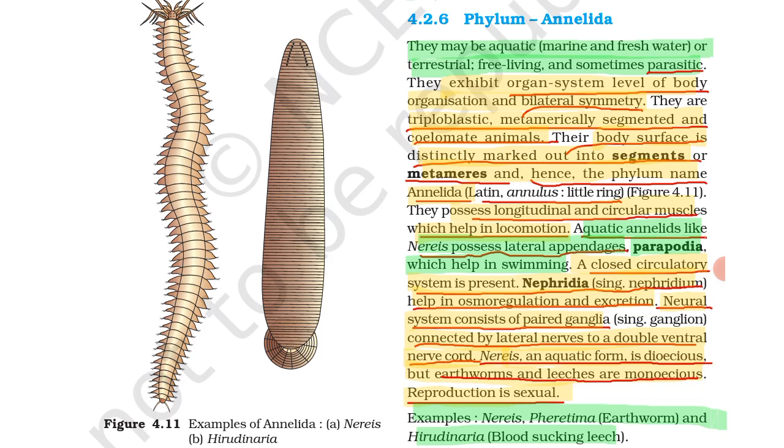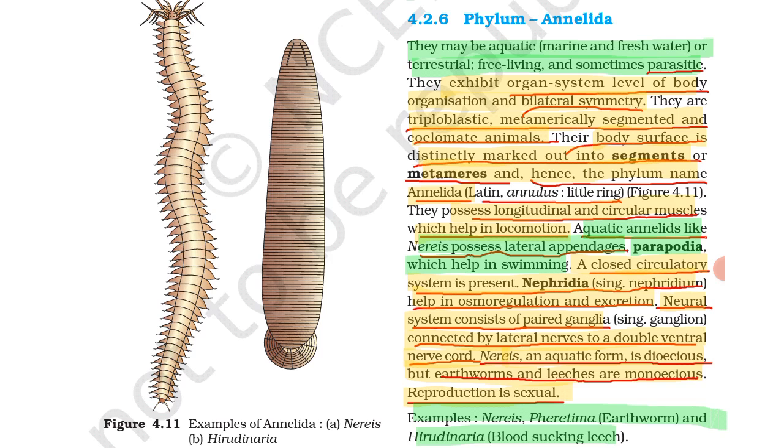Reproduction is sexual. So what happens in earthworms and leeches? Both sex organs are present in a single individual, and they release gametes like sperms and eggs from the same body, and sexual reproduction takes place. In Nereis they are dioecious, meaning the sex organs are in different individuals.